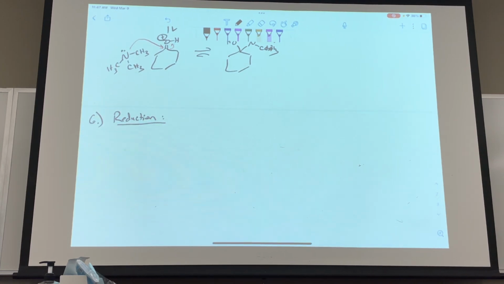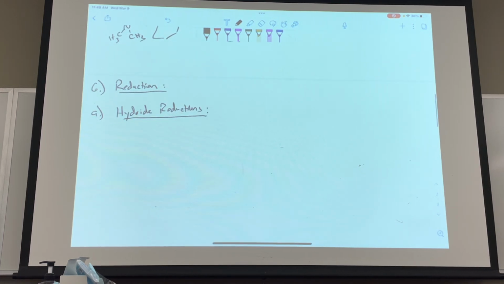So I'm going to start, we're going to talk about a few ways of doing this. The first way is the most common way, the one that you know and are very familiar with at this point, and that is the hydride reductions. So these are the really common ones, using LAH, using sodium borohydride. Let's just spend a minute talking about those.